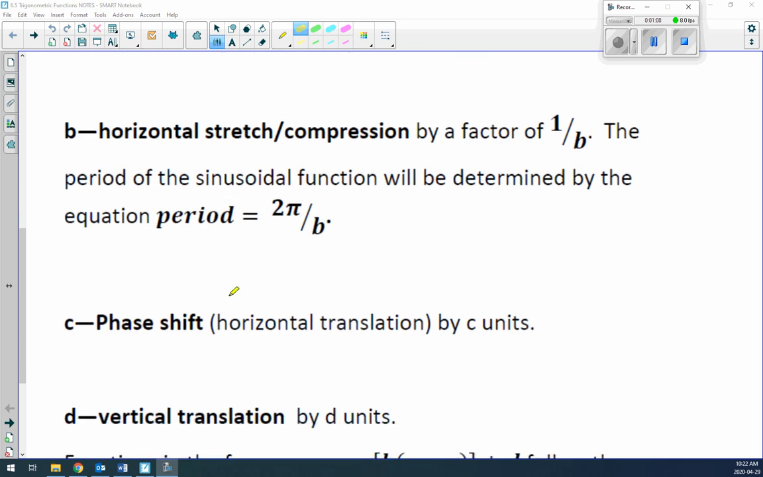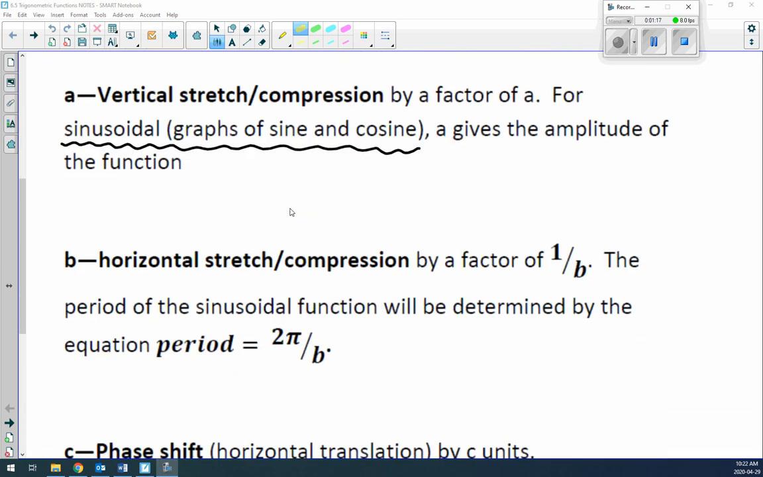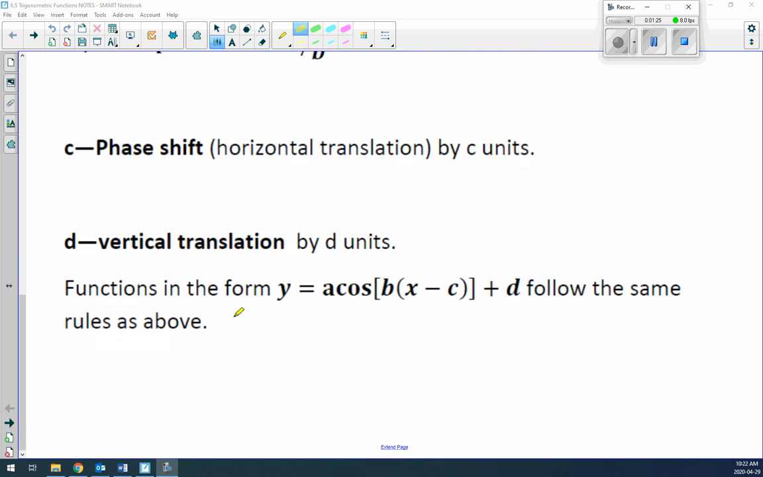Phase shift, c. That one's, remember, backwards. It shifts it left and right. If it was negative, it goes to the right. If it was positive, it goes to the left. Remember, because it's backwards. And d is just a vertical translation. It shifts it up or down by a specific amount. So if d was 3, it goes up 3. If d was negative 3, it goes down 3. So the functions of those also apply to cosine.